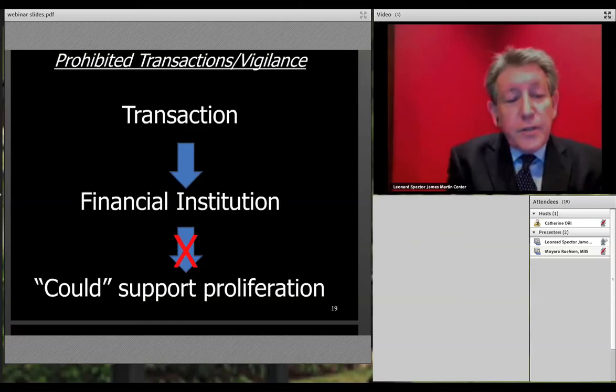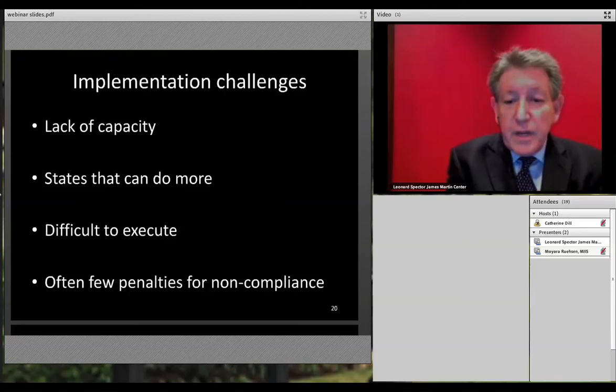There are specific red flags, indeed, that should be watched for, and if found, should trigger an inquiry to the authorities. Moyara will address these in greater detail in just a few moments. Now, there are implementation challenges that I've suggested.